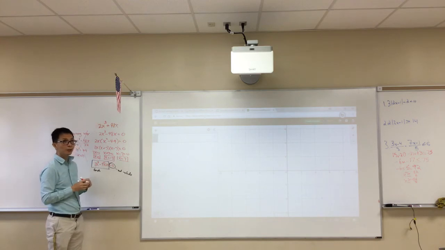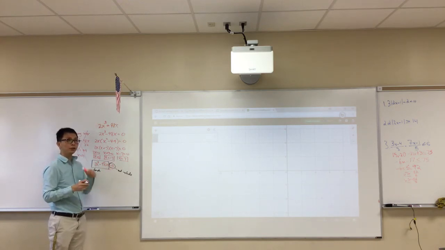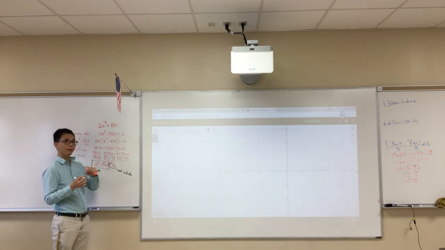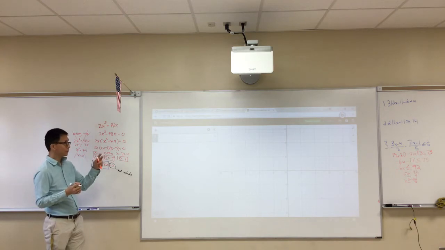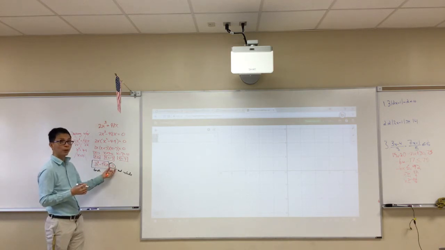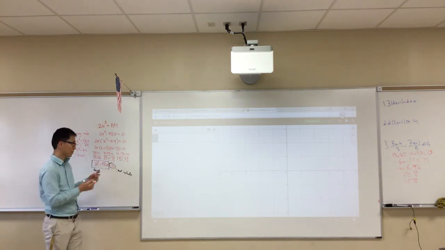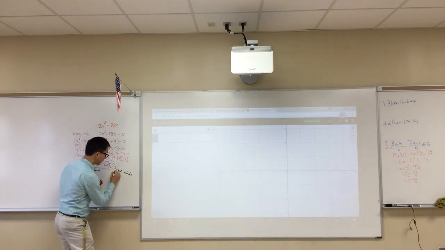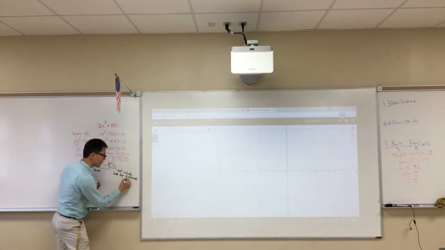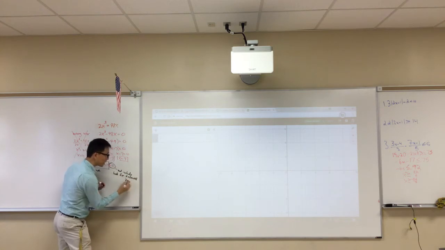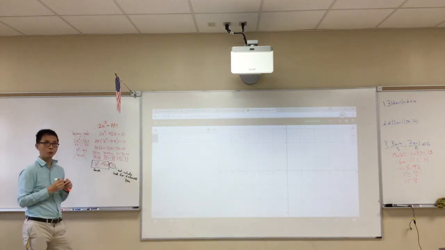Equal to 0 means you're looking for the zeros. But 0 in math is not only 0. In a graph, that is actually looking for the x-intercept. But in math, we call it zeros. 0 means y equal to 0. So that's why we call it zeros.